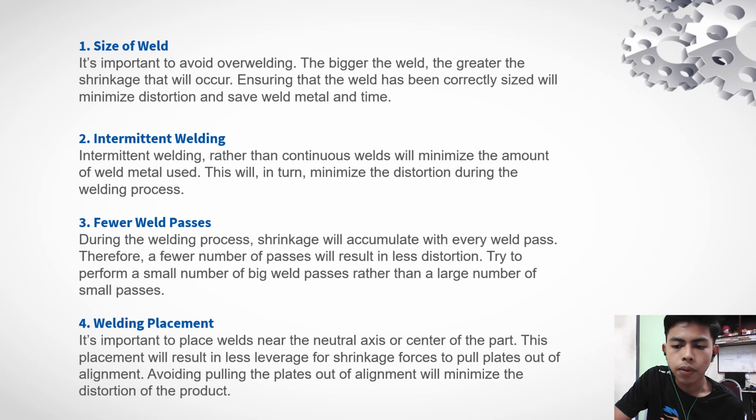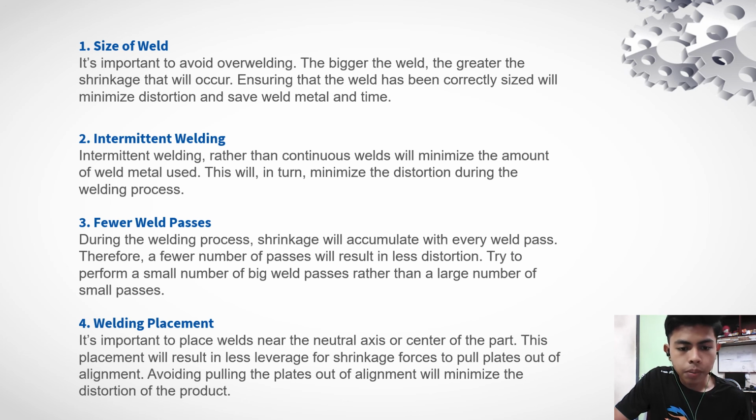First, size of weld. It's important to avoid overwelding. The bigger the weld, the greater the shrinkage that will occur. Second, intermittent welding. Intermittent welding, rather than continuous weld, will minimize the amount of weld metal used. Yang ketiga, fewer weld passes. During the welding process, shrinkage will accumulate with every weld pass.